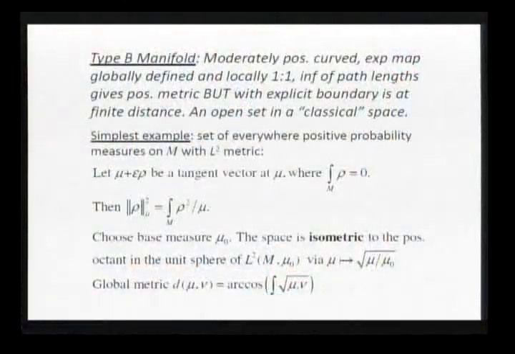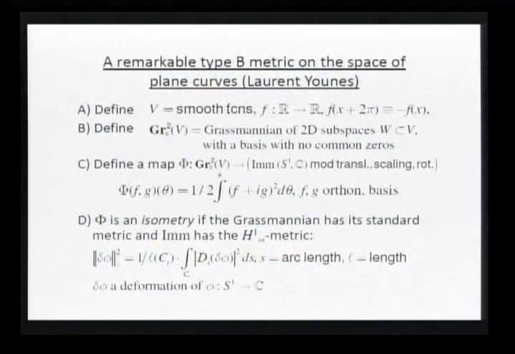So the simplest example is the probability measures on any space M. And what metric do you take? I mean, we don't take the Monge-Kantorovich, we take this metric. So if mu is a probability measure, and we perturb it a little bit, that means you add a measure rho, whose integral is zero, so it remains a probability measure. Then you say the size of this tangent vector should be the integral over M of rho squared over mu. You see, this is a measure squared over a measure. It's a measure. Mu has to be, I did say, everywhere positive. And this is the natural L2 metric on probability spaces.